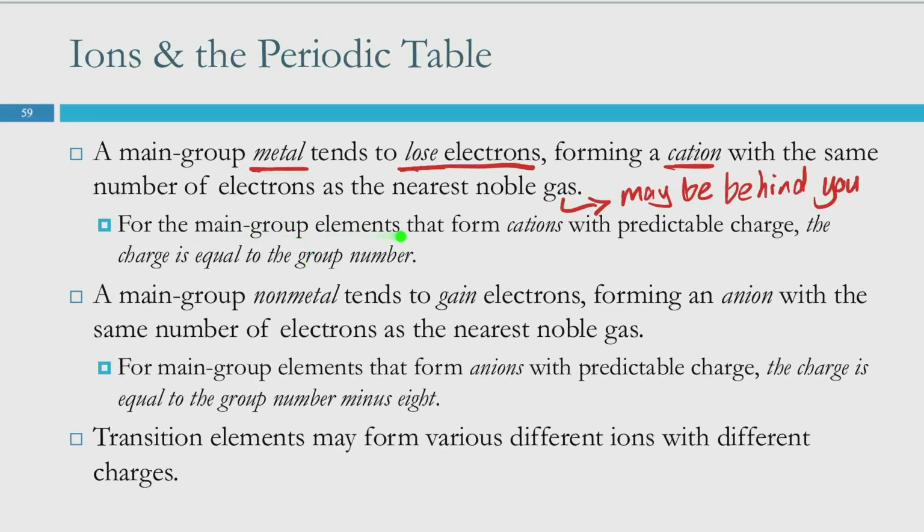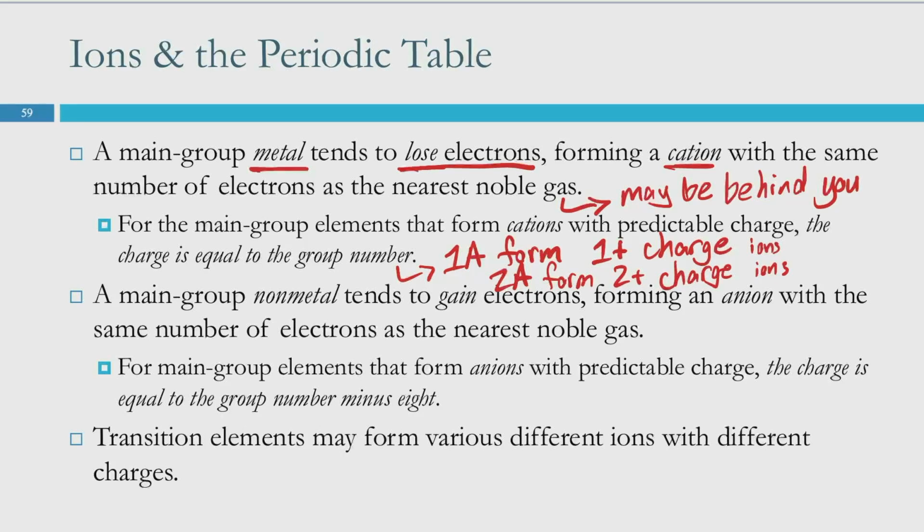And so for our main group elements that form cations with predictable charges, the charge is equal to the group number. So 1A, our alkali metals, form 1+ charge ions. 2A, our alkaline earth metals, form 2+ charge ions. For example, 3A, what charge would they form?